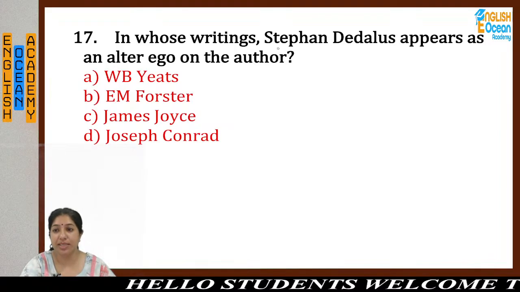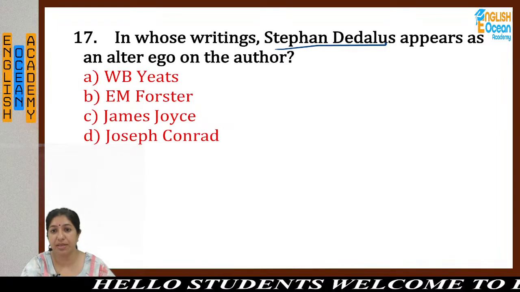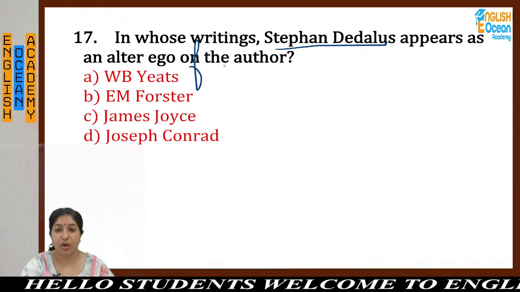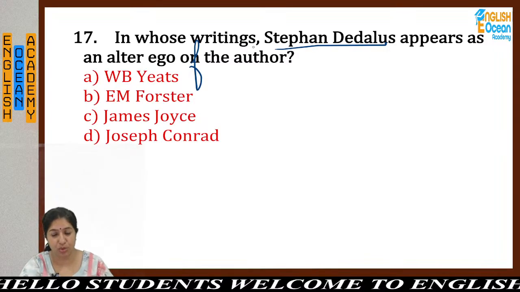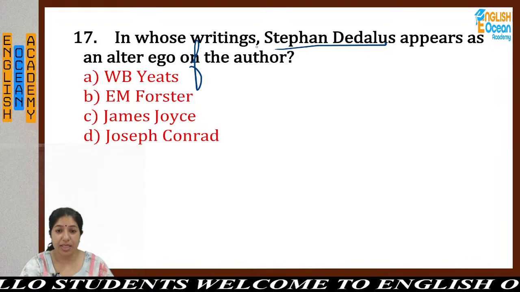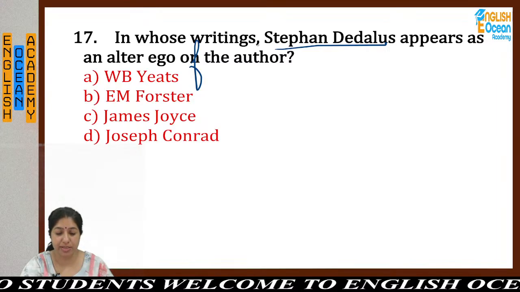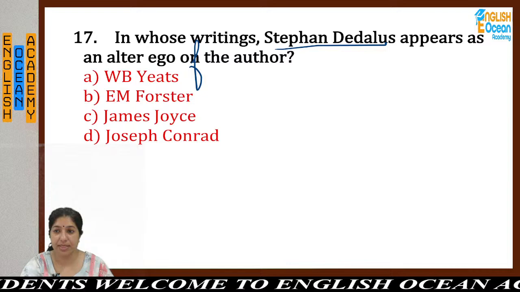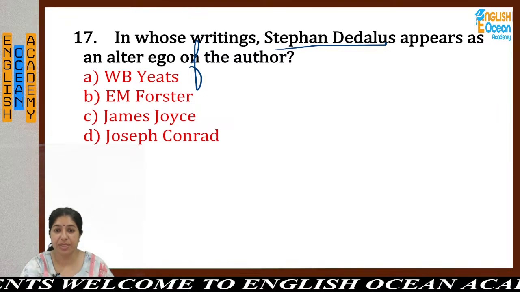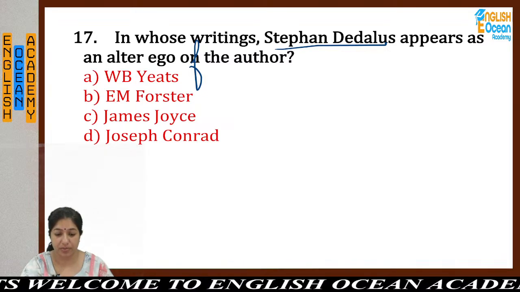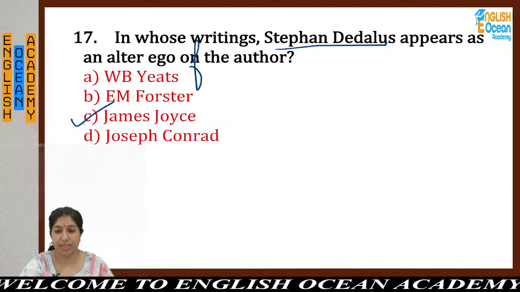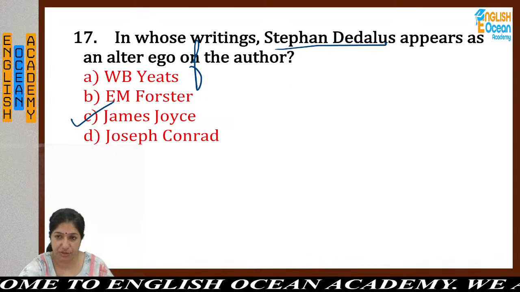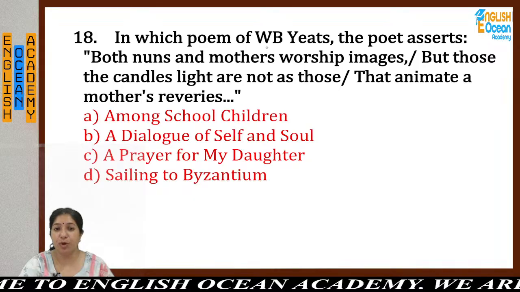In whose writings does Stephen Dedalus appear as an alter ego of the author? The author's own other form. W.B. Yeats, E.M. Forster, James Joyce or Joseph Conrad? In whose writings does Stephen Dedalus appear as an alter ego of the author? Yes, James Joyce. He is in A Portrait of the Artist as a Young Man, and in Ulysses also, okay? In which poem of W.B.